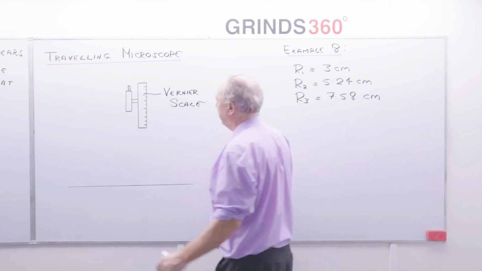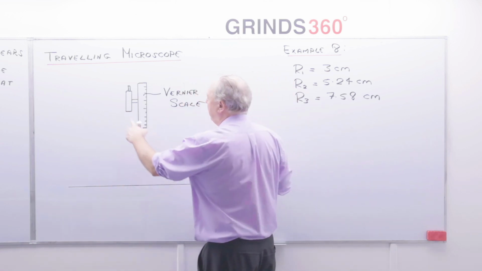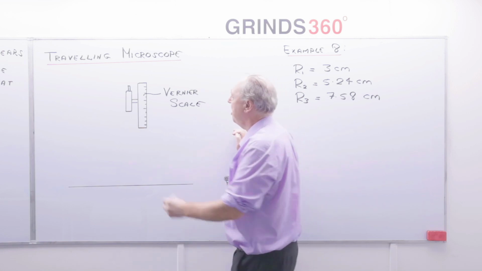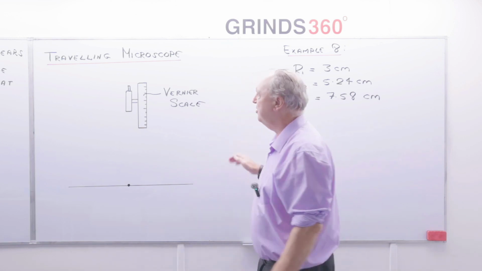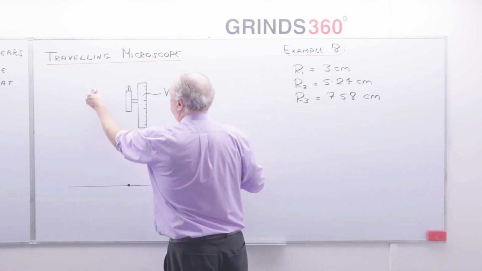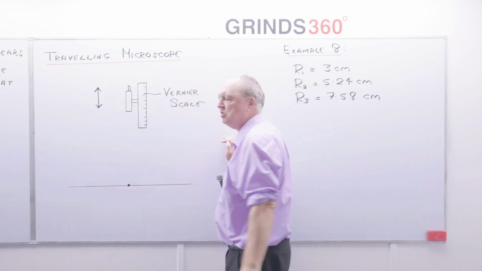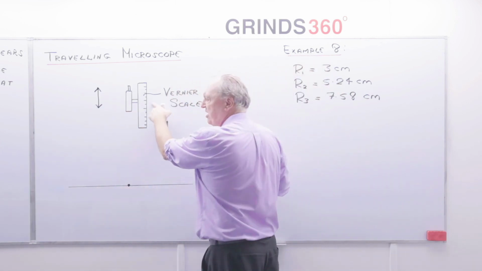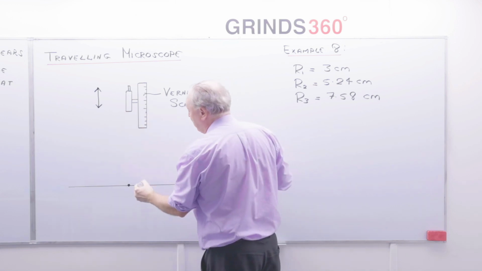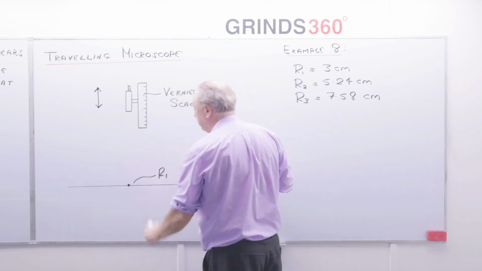Well, the first thing you do is, there's the surface of a table, let's say, and I'm going to focus on an object or a mark on that table. So let's say we put a black mark on that table. You're going to move that traveling microscope up and down until that becomes sharply in focus, and you're going to take a reading off your vernier scale. We call that reading R1.